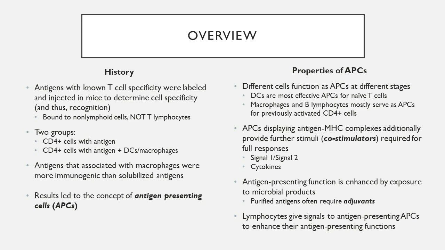For this reason, whenever we develop vaccines, in addition to the purified antigen, you also need to inject what are known as adjuvants. These are sort of co-stimulators or even portions of microbes and products other than the antigen to help stimulate APCs into activating T lymphocytes. And then lastly, as a sort of positive feedback mechanism, lymphocytes themselves give signals to APCs to enhance their antigen-presenting functions.